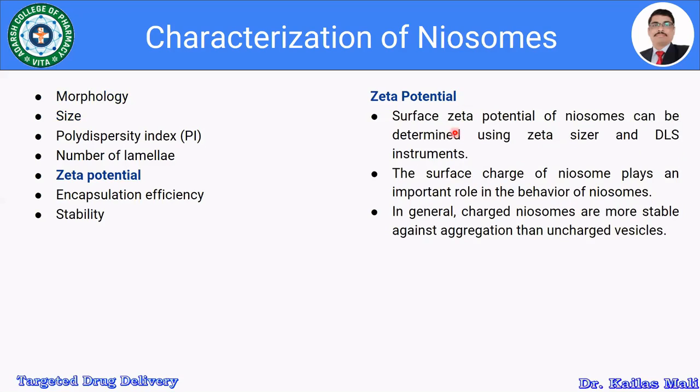So these are a few techniques which are widely used to get an idea about Niosomal size and morphology. And the surface Zeta potential of Niosome can be determined by using the Zetasizer and the DLS instrument. The surface charge of Niosome plays an important role in the behavior of the Niosome. In general, charged Niosomes are more stable against aggregation than the uncharged vesicle, and hence there is a need to measure the Zeta potential of the Niosomes.